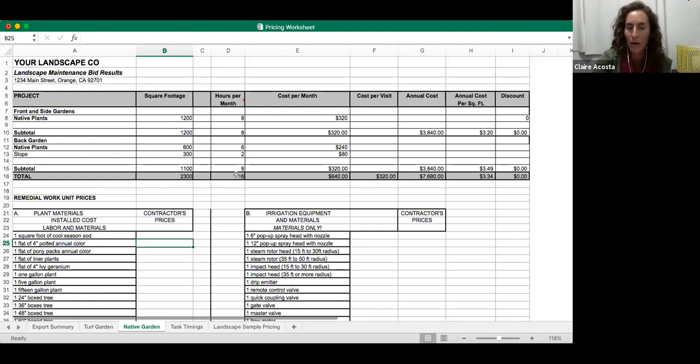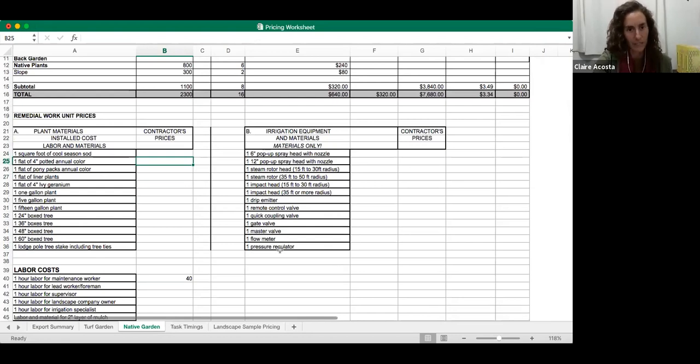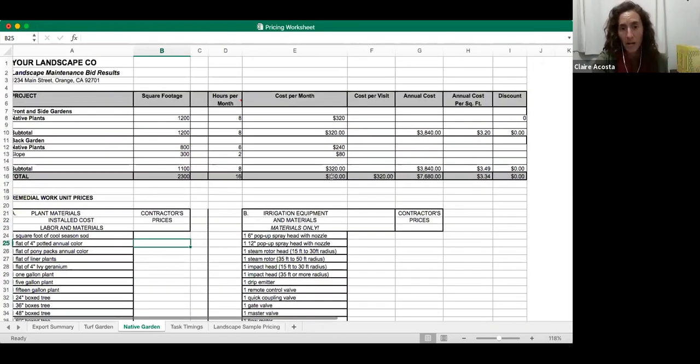So it comes out to the same hours per month as the last one, still 16, but you're doing a longer day of work per visit, right? If this is 16 hours and it's only 2 visits, obviously a full 8-hour day per visit is the example here. We're using the same $40 an hour maintenance worker, and it comes out to the same cost per month and the same annual cost, but obviously the cost per visit goes up. So you're making more per visit because it's more hours spent in the garden. And the annual cost per square foot is about the same. It's a little bit higher because, like I said, the square footage went down.